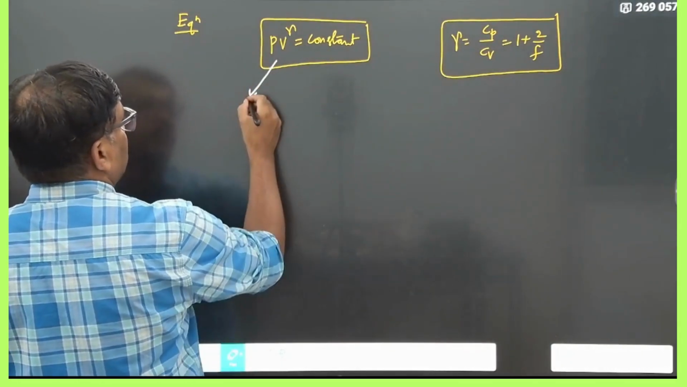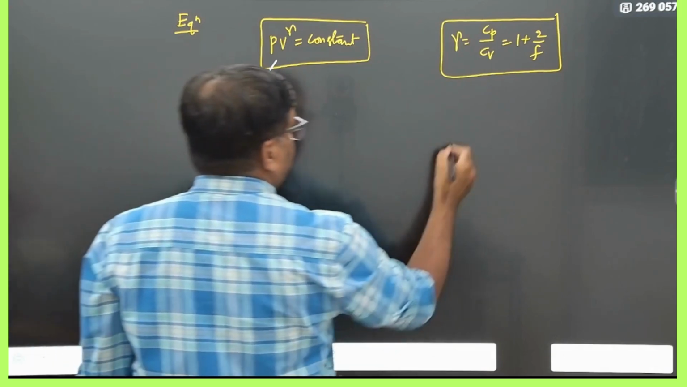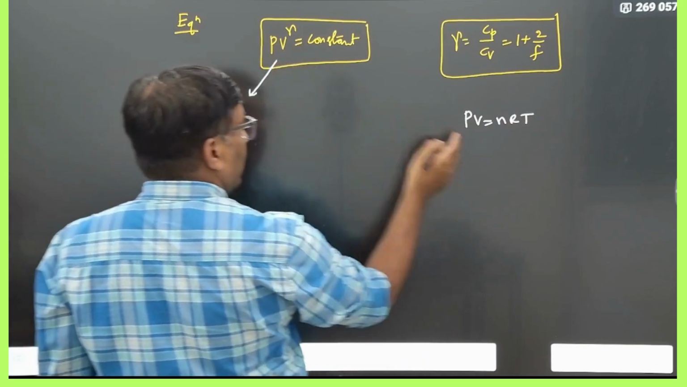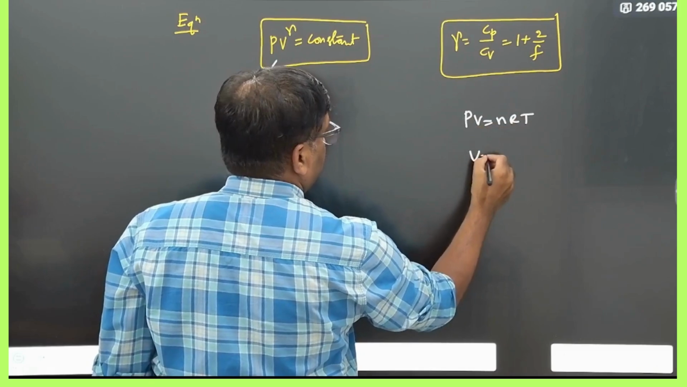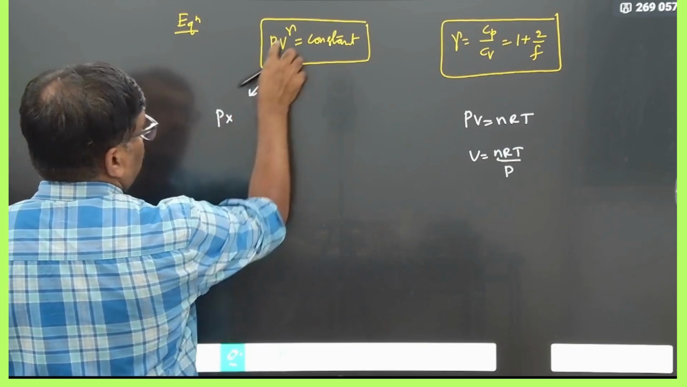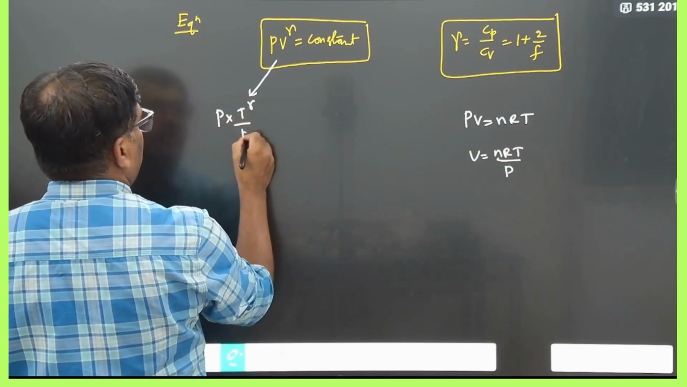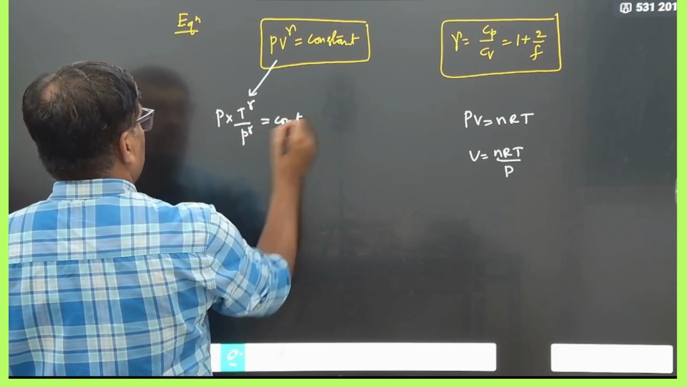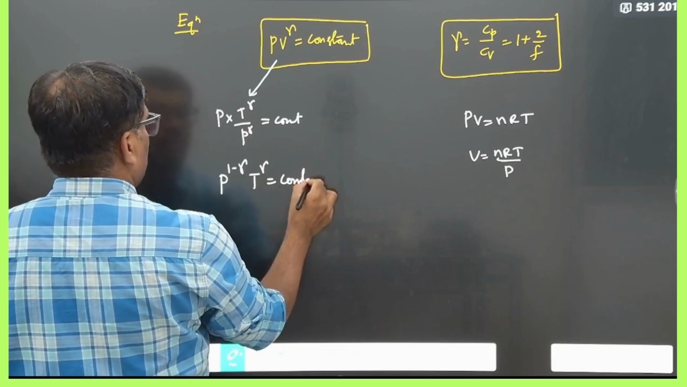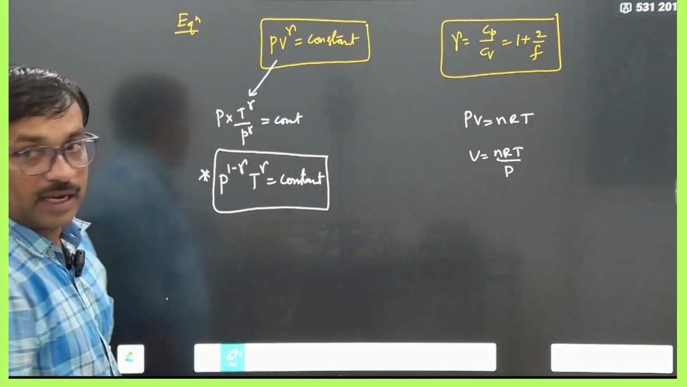Now we can write one more equation here. We had the PV relation, now we will write the PT relation. PV is equal to nRT. For the PT relation, V I don't want. Therefore V is equal to nRT by P. I will substitute here: P is already there, and in the place of V I will write nRT by P. nR is constant, so T to the power of gamma by P to the power of gamma is equal to constant. Therefore P to the power of 1 minus gamma, T to the power of gamma is equal to constant. Clear? So this is one more equation in the adiabatic process.